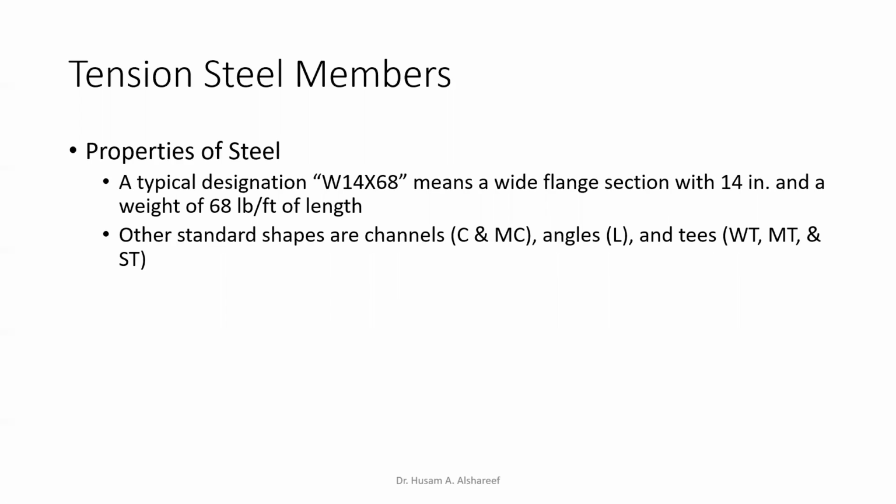For a designation like W14 by 68, for instance, the 14 represents the width of the flange, which is 14 inches, and the 68 is the weight of the element, which is 68 pounds per foot. Now, there are other standards that we typically look at as well, like channels, C and MC, and angles like L, and T's like WT, MT, and ST.